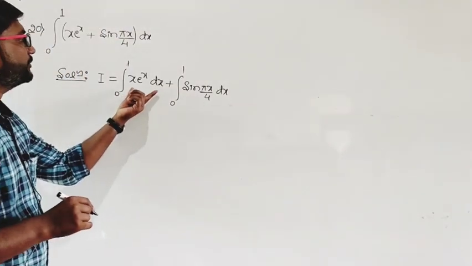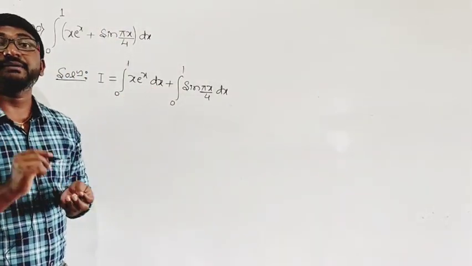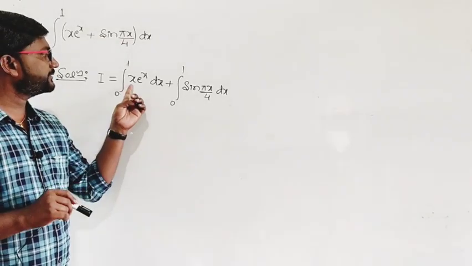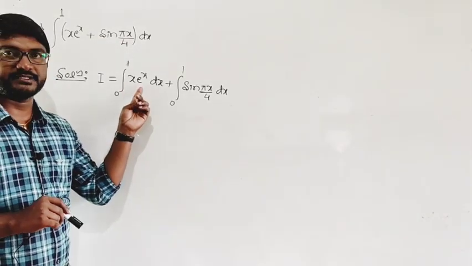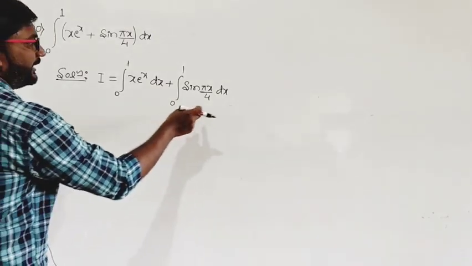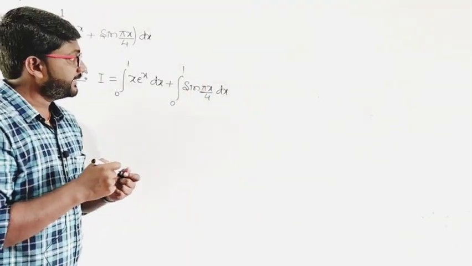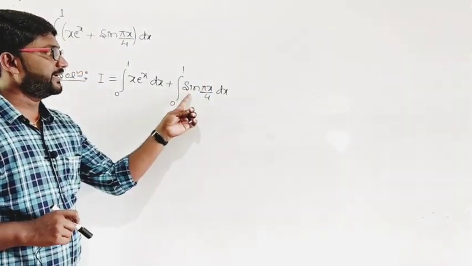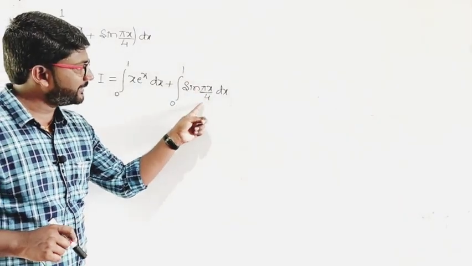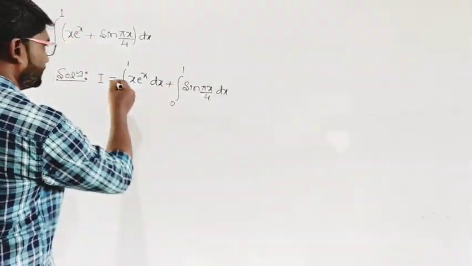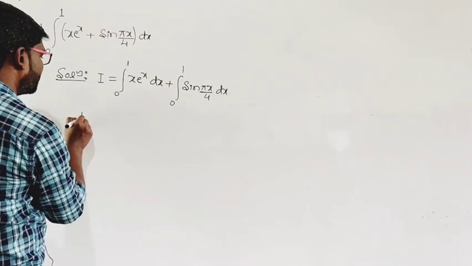Here we have to go for integration by parts. See here, this becomes the first function and this becomes the second function. Let us integrate them. The other term is in the form of integration of sine ax, where a is going to be pi by 4. So first we have to integrate this by parts.